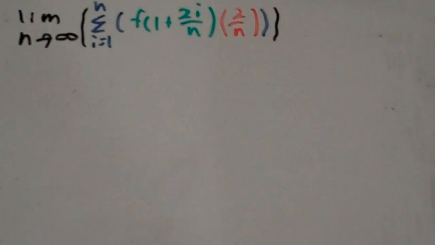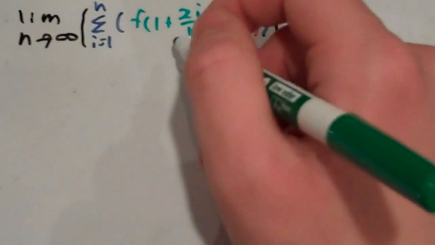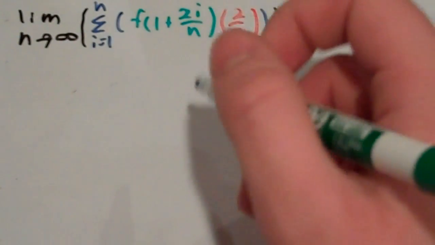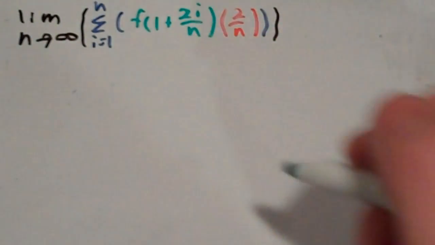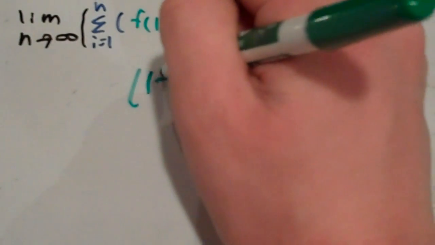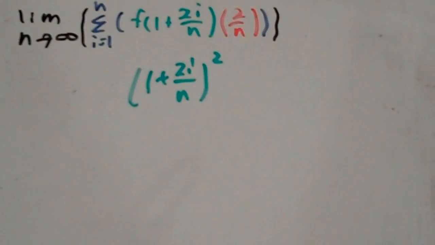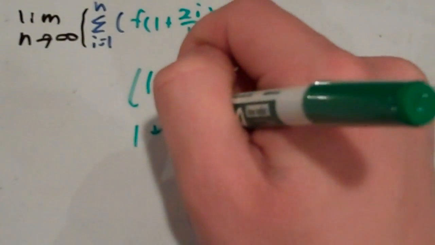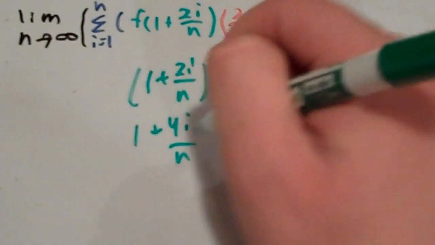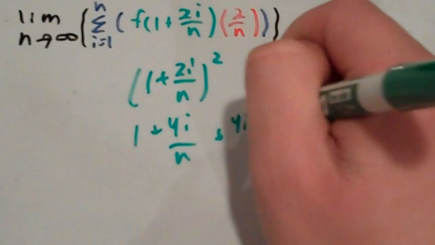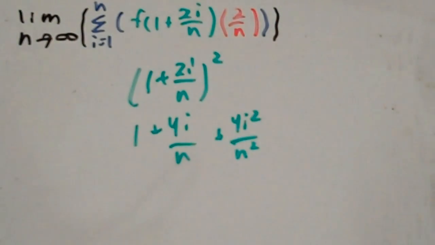Now we can start working with this equation. And what we have is the function of 1 plus 2i over n, which just means that we plug in 1 plus 2i over n for x. So let's go ahead and do that. So we have 1 plus 2i over n squared, which is the same as 1 plus 2i over n times 1 plus 2i over n. Or 1 plus 4i over n plus 4i squared over n squared.